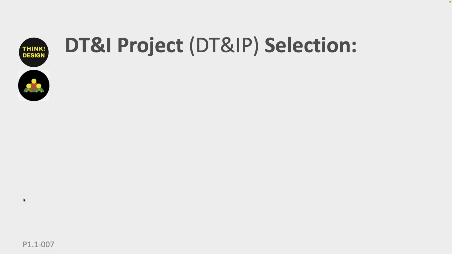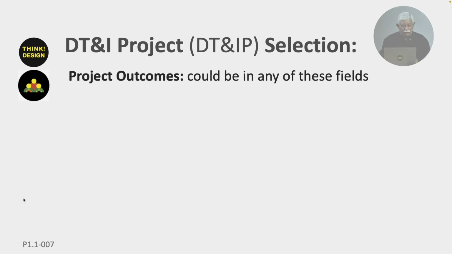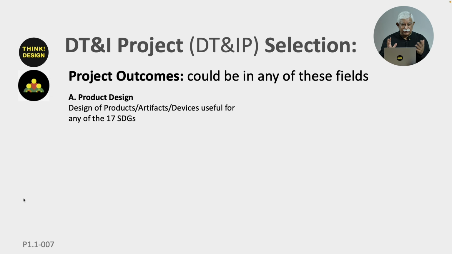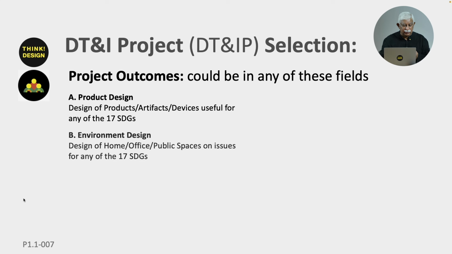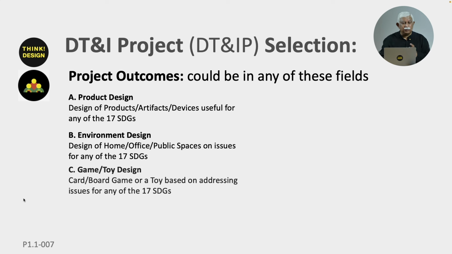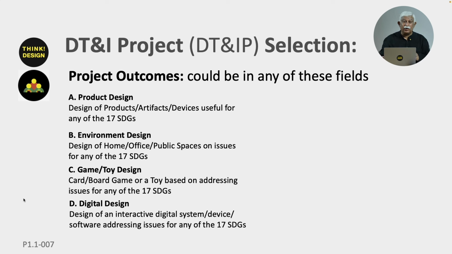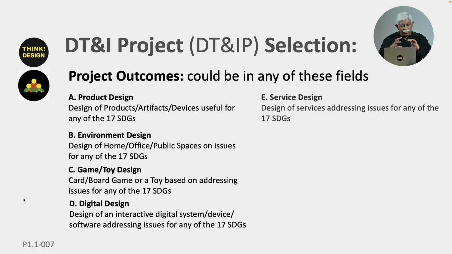To give you more hints, it could be on any one of these fields. You can decide to do an artifact or a product. You can apply it at home, office or public spaces. So, it could be an environmental design. It could be a game or a toy that you do using these SDGs, or it could be a digital application where you build an interactive system. So, we are giving you a lot of choices.